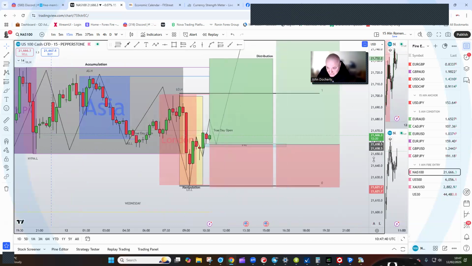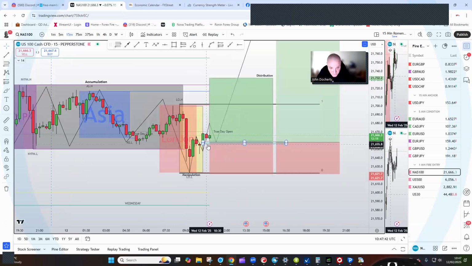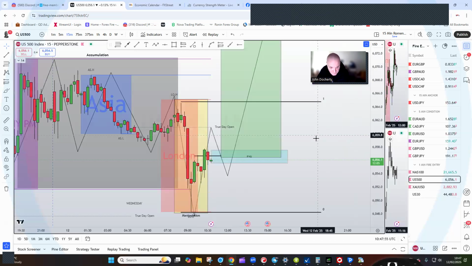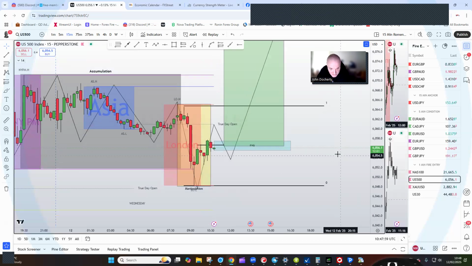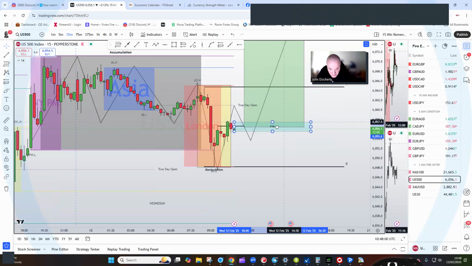We're heading into the indices now with regards to all these. We haven't had the tap in on the NAS on the FVG. We are anticipating a move on the distribution side after accumulation, manipulation, distribution here. We do want to see it tap back into this area. The US 500, we can see, let's have a look. We are tapping into an FVG now, so there is an entry on this as well.